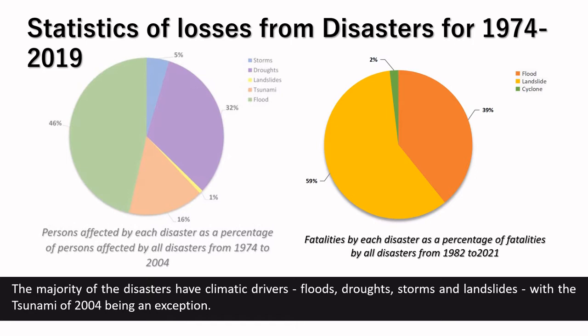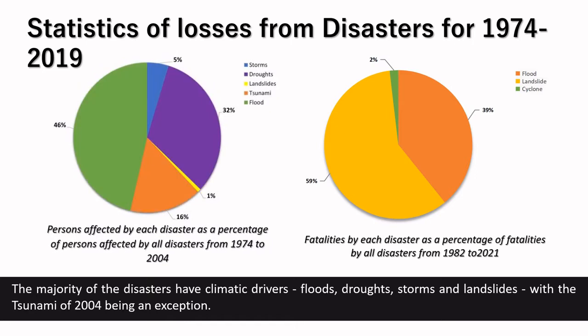On the pie chart to the left, we can see that of all the disaster affected, floods account for 46%, droughts account for 32%, the 2004 tsunami for 16%, and cyclones account for 5%. On the pie chart to the right, of the fatalities from all disasters, landslides account for 59%, floods account for 39%, and cyclones account for 2%. Note, the tsunami of 2004 is not included here.